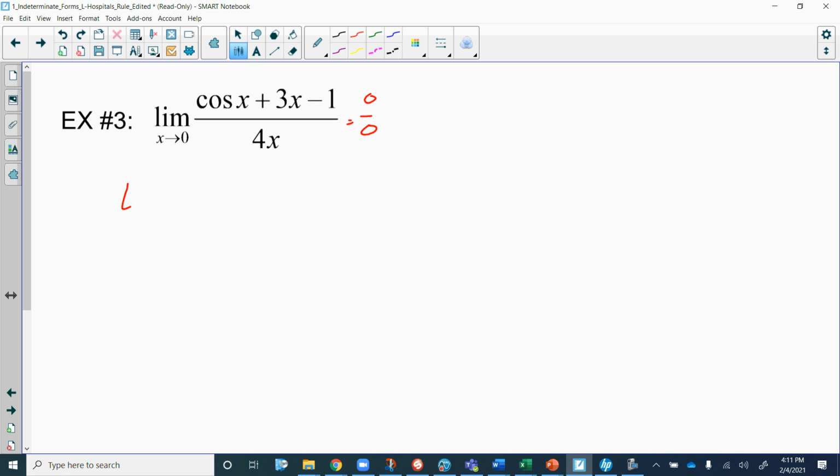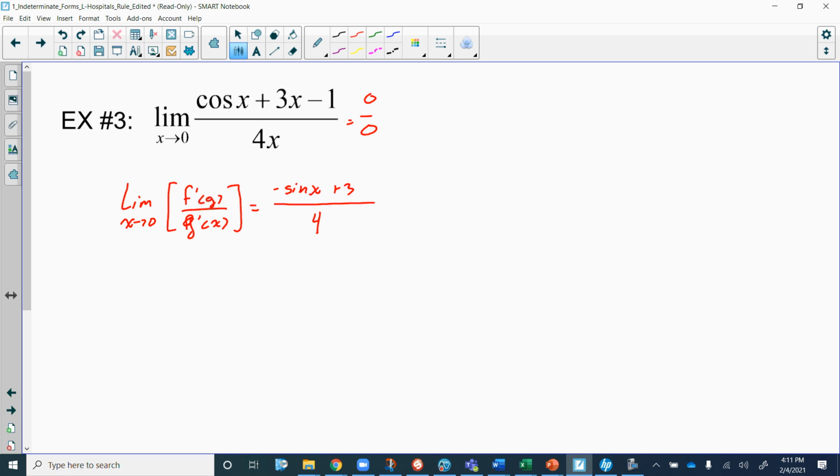So again, I'm going to show that I'm going to do the limit as x approaches 0 in this case, where I'm going to specify I'm taking the derivative of the numerator and the derivative of the denominator, f prime of x over g prime of x, and start taking the derivatives. So the derivative of the numerator, the derivative of cosine will be negative sine of x. The derivative of 3x would just be a 3. The derivative of the negative 1 is 0, so we don't need to write that. And the derivative of the denominator is 4.